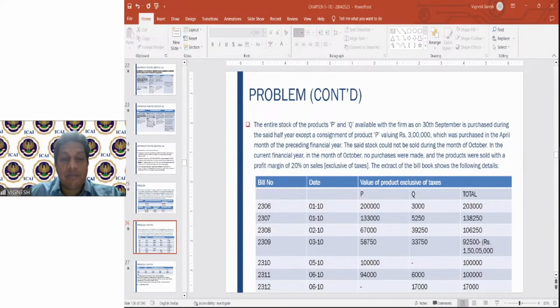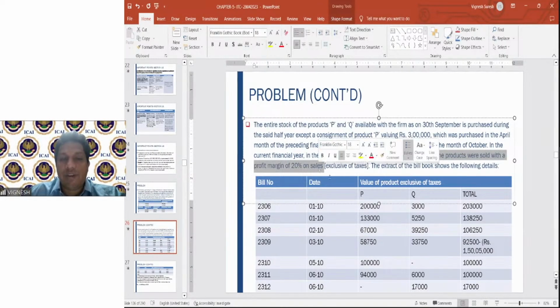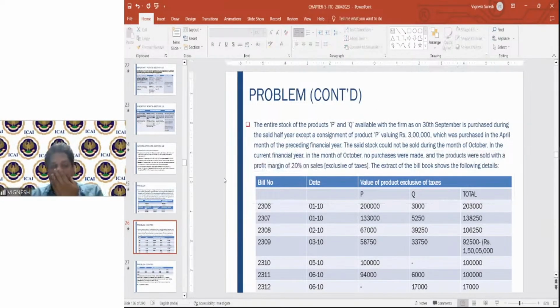No purchases were made. But here, if you see, in the month of October, no purchases, and the products were sold with a profit margin of 20% on sales. So what is he telling here? The products were sold with a profit margin of 20% of sales. So therefore, he has sold some goods from 1st October to 2nd October also.